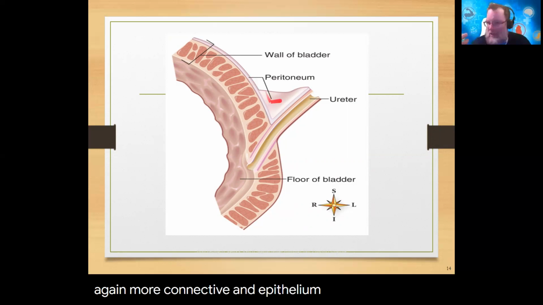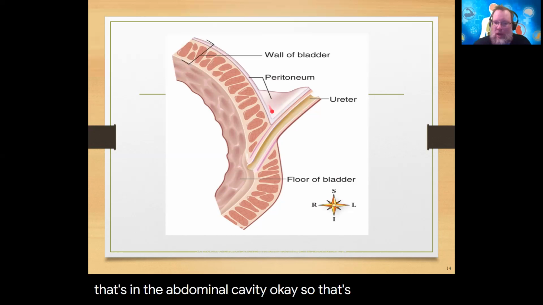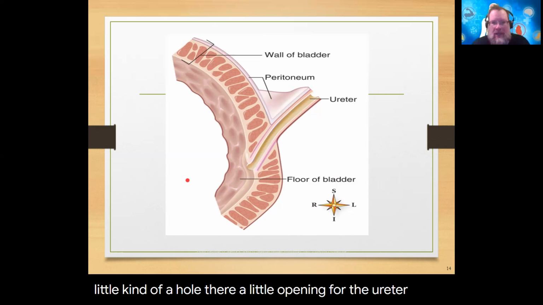We called that the peritoneum, just like we saw. This is the same peritoneum that's in the abdominal cavity. Okay, so that's the parietal peritoneum. And you can see the ureter coming right in, and a little opening there for the ureter to dump into the bladder.